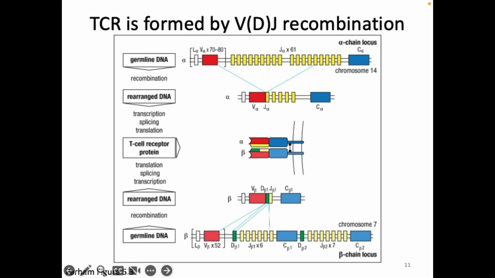So we've got two different chains being made. One of them has a V, a D, and a J. One of them has a V and a J. Even though they're very similar in size, we tend to call the one that has the V, D, and J the heavy chain, and the one that has the V and J the light chain. In a lot of ways, they are quite similar to the antibody heavy and light chains.